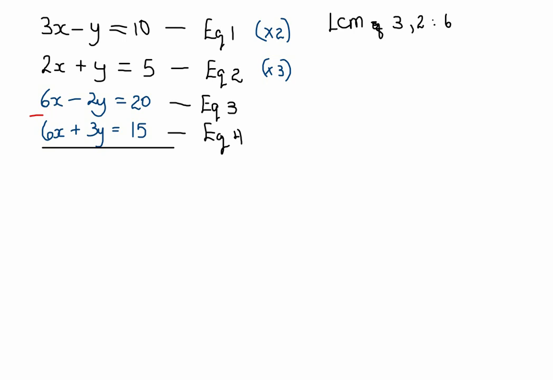Now let's move on to our terms in y, and this is where the integers come in, so do be careful. Minus 2y take away 3y, I'm going to remain with negative 5y. And then 20 minus 15 is going to leave me with 5.